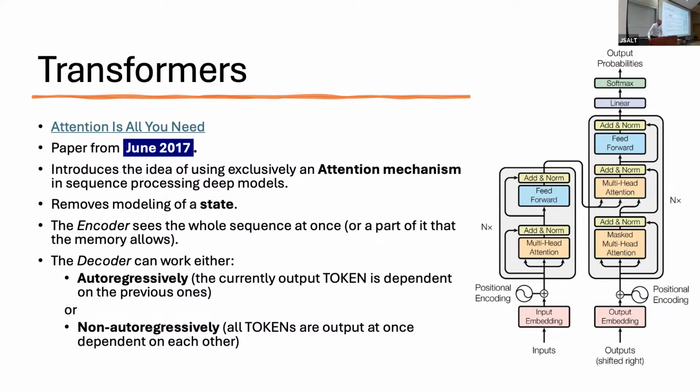I'll pick some main ideas that I like, which is the introduction of the attention mechanism. It was used before in recurrent neural networks, but now it's used exclusively, and the model removes the state. And that is something that can divide people into two groups. I'm a fan of state, actually.